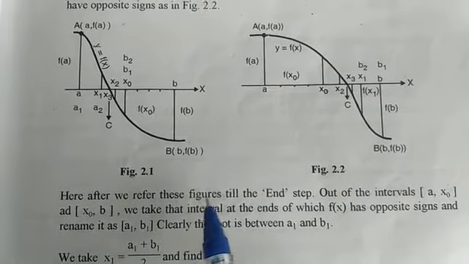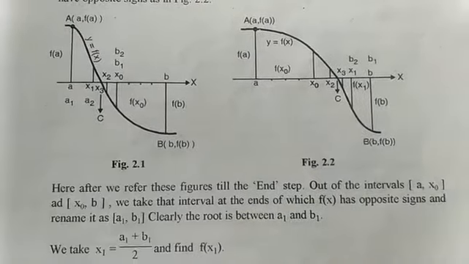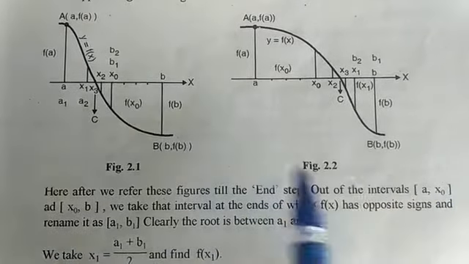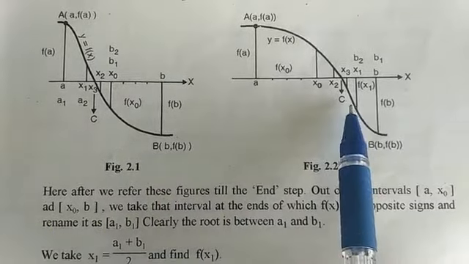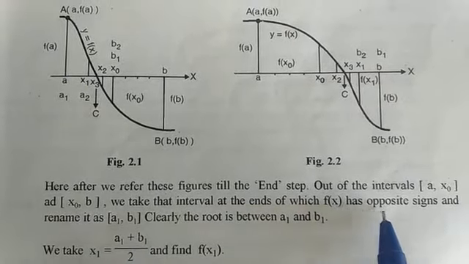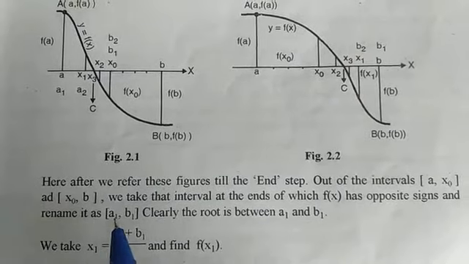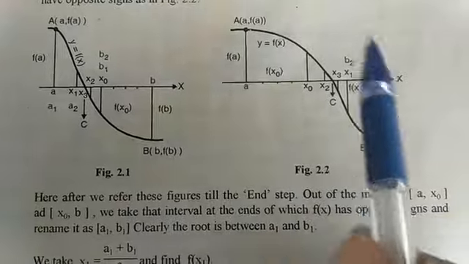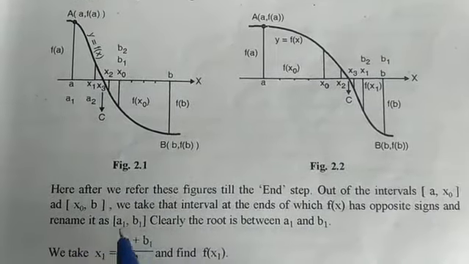Hereafter we refer to this figure till the end step. From these two figures only we can get the next steps. Out of the intervals, in the first graph it will be the interval a x naught, and for the second it will be x naught b. We take the interval at the end of which f of x has opposite sign, and rename it as a1 b1. Clearly the root lies between a1 and b1.